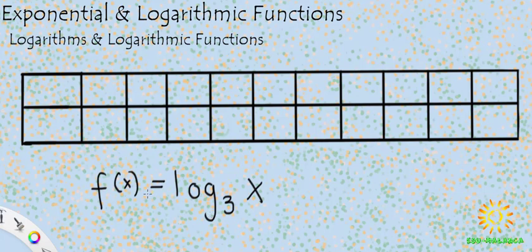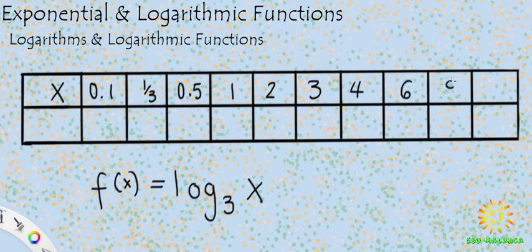Let's get started with the graph of f of x, and we're going to define our range and our domain values again. The values in our range, which is the values of x, are going to be, remember when you have a log function, your domain values must always be greater than 0. So we're going to start with 0.1. We're then going to have 1 over 3, then 0.5 and 1, then 2, 3, 4. Let's skip 5. We're going to do 6, and we're going to skip 7. We're going to do 8, and then the last value we will do will be 9.